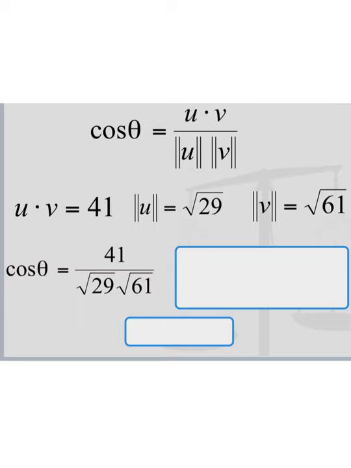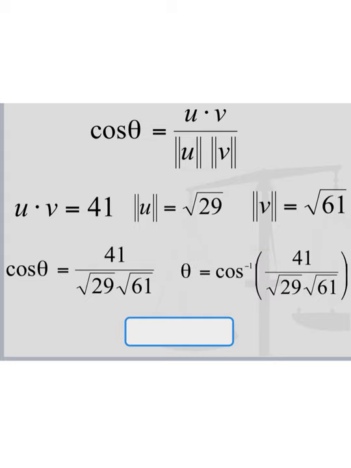We can go ahead and plug those values directly into our equation here, and we get the cosine of theta is equal to 41 over radical 29 times radical 61. If I go ahead and then take the inverse cosine of that fraction, I can get an expression for my angle, and then by plugging it into the calculator, we should all get the angle of 12.88 degrees.